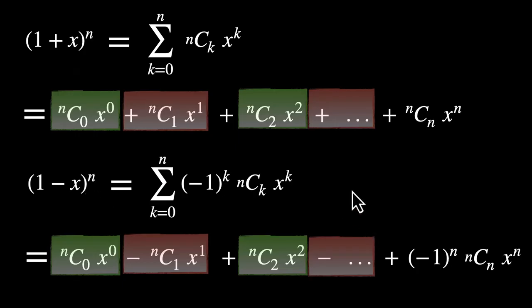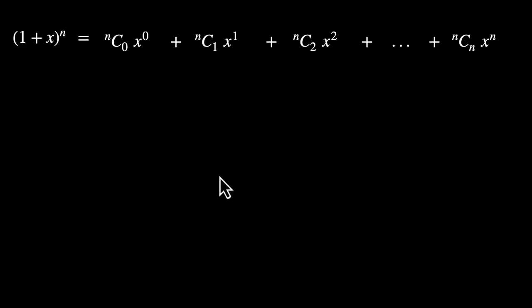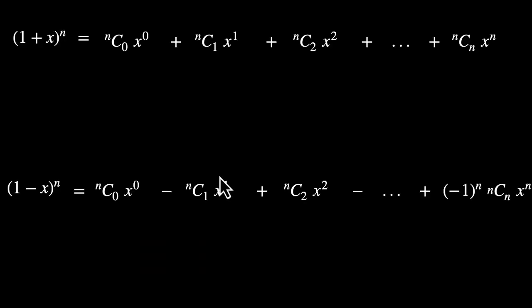Okay, so let's do this together. Let's write down the expansions. This is 1 plus x to the power n. This is 1 minus x to the power n. Okay, so now let's put x equals to 1. We have 1 plus 1 to the power n. What do we get on the right side? Well, we have these different powers of x, but x is 1 here. Any power of 1 will still be 1. So we can completely ignore all the x written here. All we are left with are the coefficients.